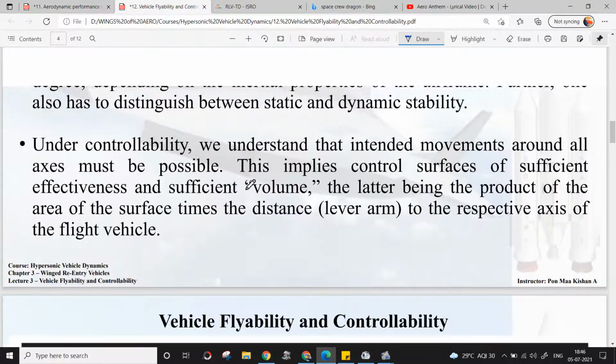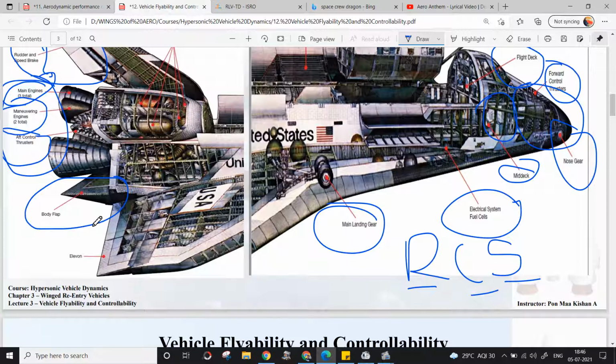Right. So the next thing is the body flap. As I told, first one is the rudder and second one is the body flap. If you see the body flap, it is located under the engine. So we cannot deflect that upward. We cannot deflect the body flap upward. It can only be deflected downwards.